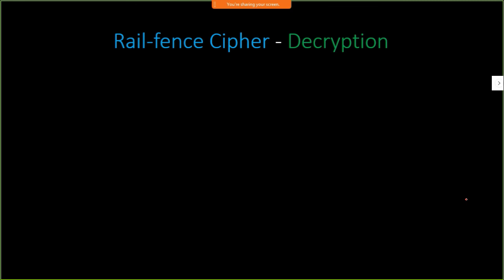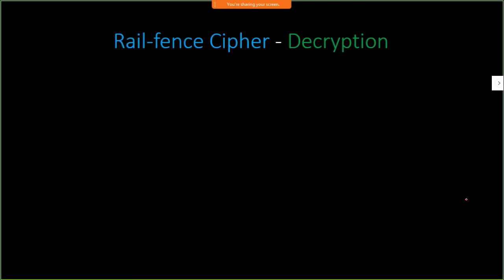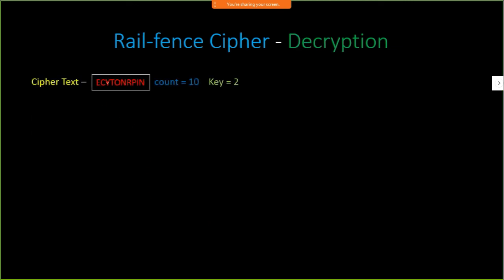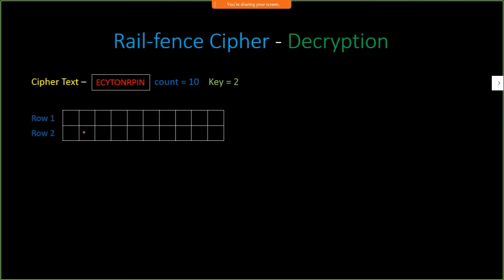So what is the decryption process of the rail fence cipher or zigzag cipher? The ciphertext we got for key 2 is ECYTONRPIN, which we got previously. After that, the same process, but in the decryption process, it looks row wise.